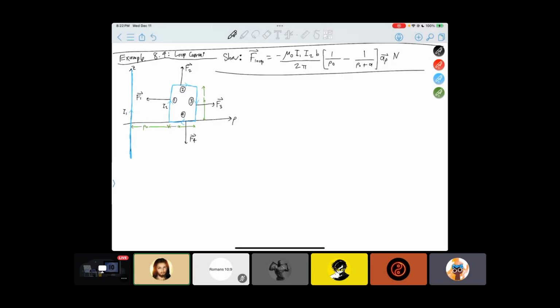So let's see what the book says. So you're basically saying that we have to take a line integral of every side.